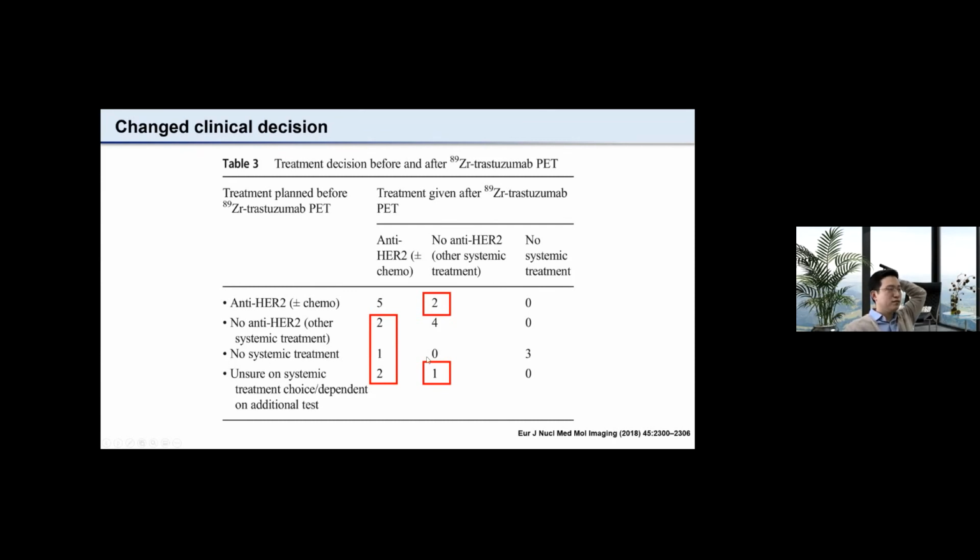And there are 4 patients considering no systemic treatment, but among those 4, 1 received anti-HER2 therapy according to the HER2 PET imaging. And there were 3 patients who were unsure about the treatment choice, but after the HER2 PET, they were assigned to HER2 positive or HER2 negative with strong confidence. So that was a clear benefit for patient management.